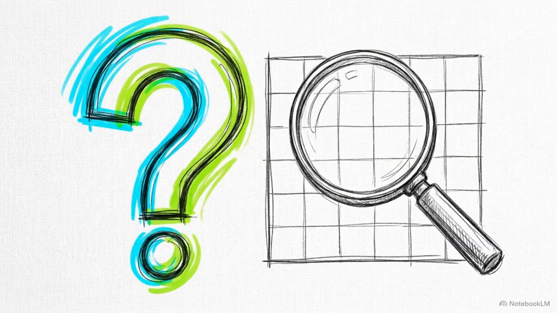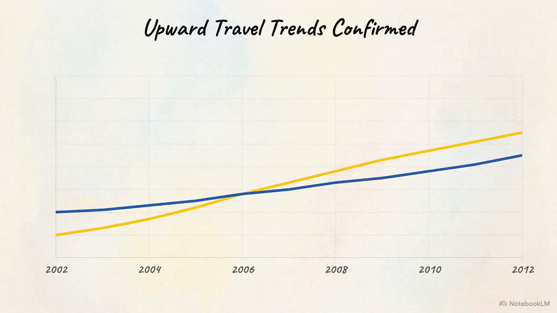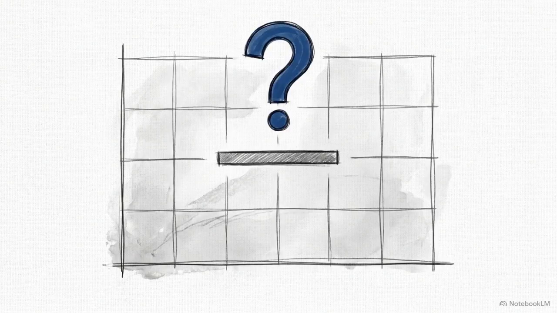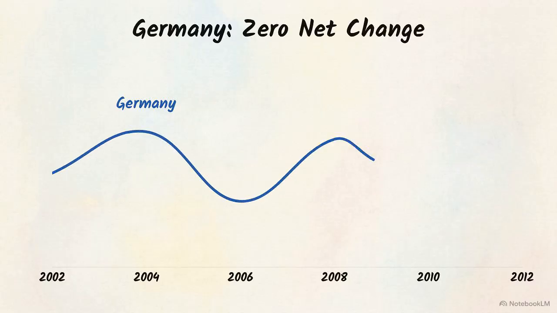Draw a straight imaginary arrow from the starting point of a line directly to its endpoint, ignoring all peaks and valleys. Now, sort those arrows into simple categories: up, down, or stable. Which items increase? France, Spain, and the UK. Which decrease? None in this case. And which stay the same? Germany ends exactly where it started.